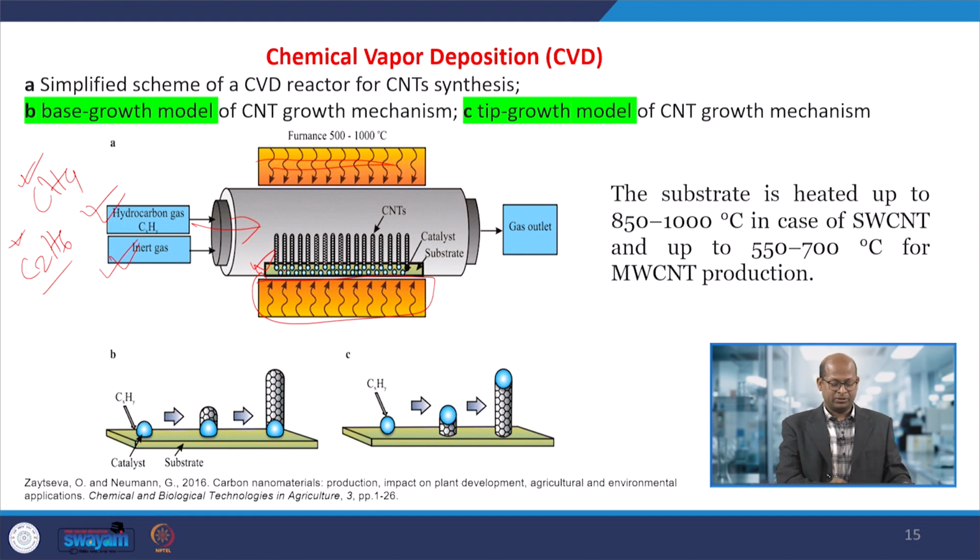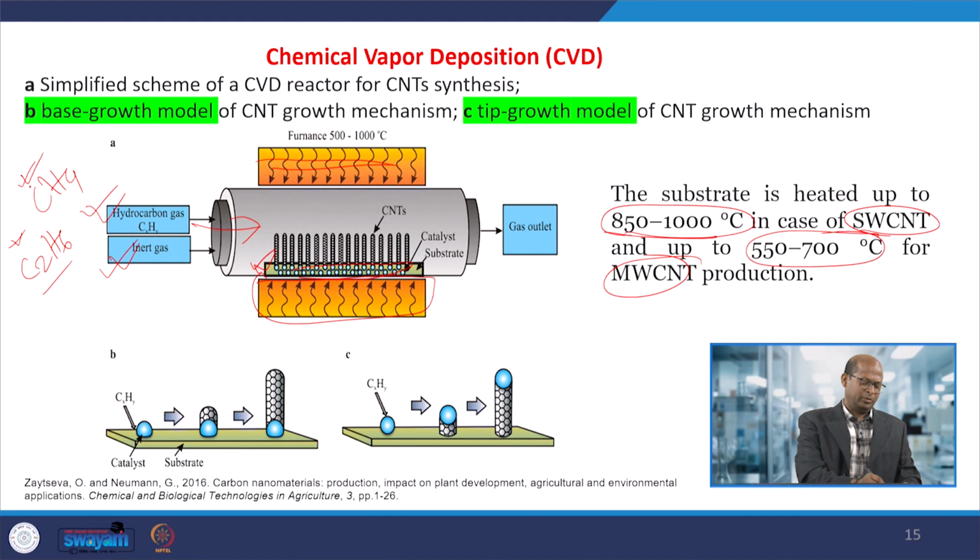The substrate is placed here, and we can maintain 850 to 1000 degrees centigrade, or maybe we can use 500 to 700, depending upon our study of interest, what type of CNT we are going to prepare, whether it is multi-wall or single-wall CNT. We can pass the reactants, particularly methane, which is mostly used as a source of carbon for single-wall and multi-wall CNT production.